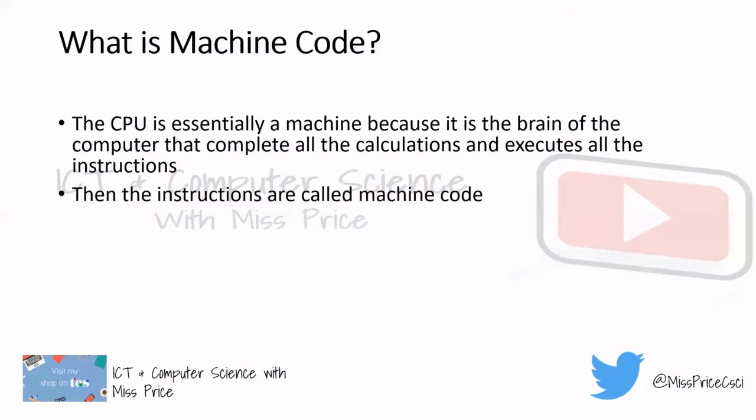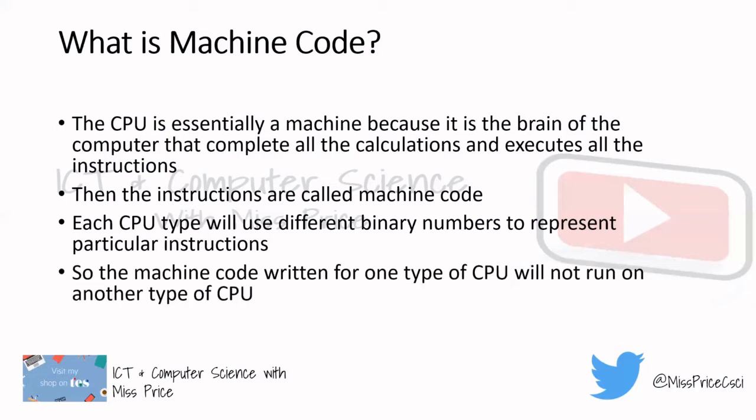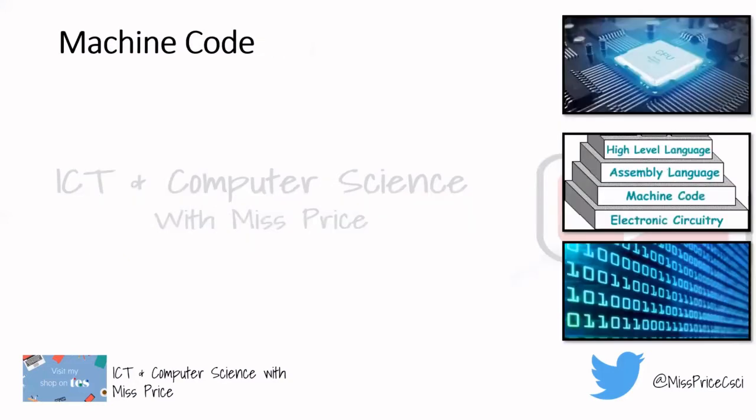Now, the instructions for this are called machine code. So each CPU type will use different binary numbers to represent particular sets of instructions. So the machine code written for one type of CPU will not run on another type of CPU, because one CPU is different to another. So in some ways, it's a bit like different parts of the world speak different languages. So it will have to be rewritten prior to taking place.